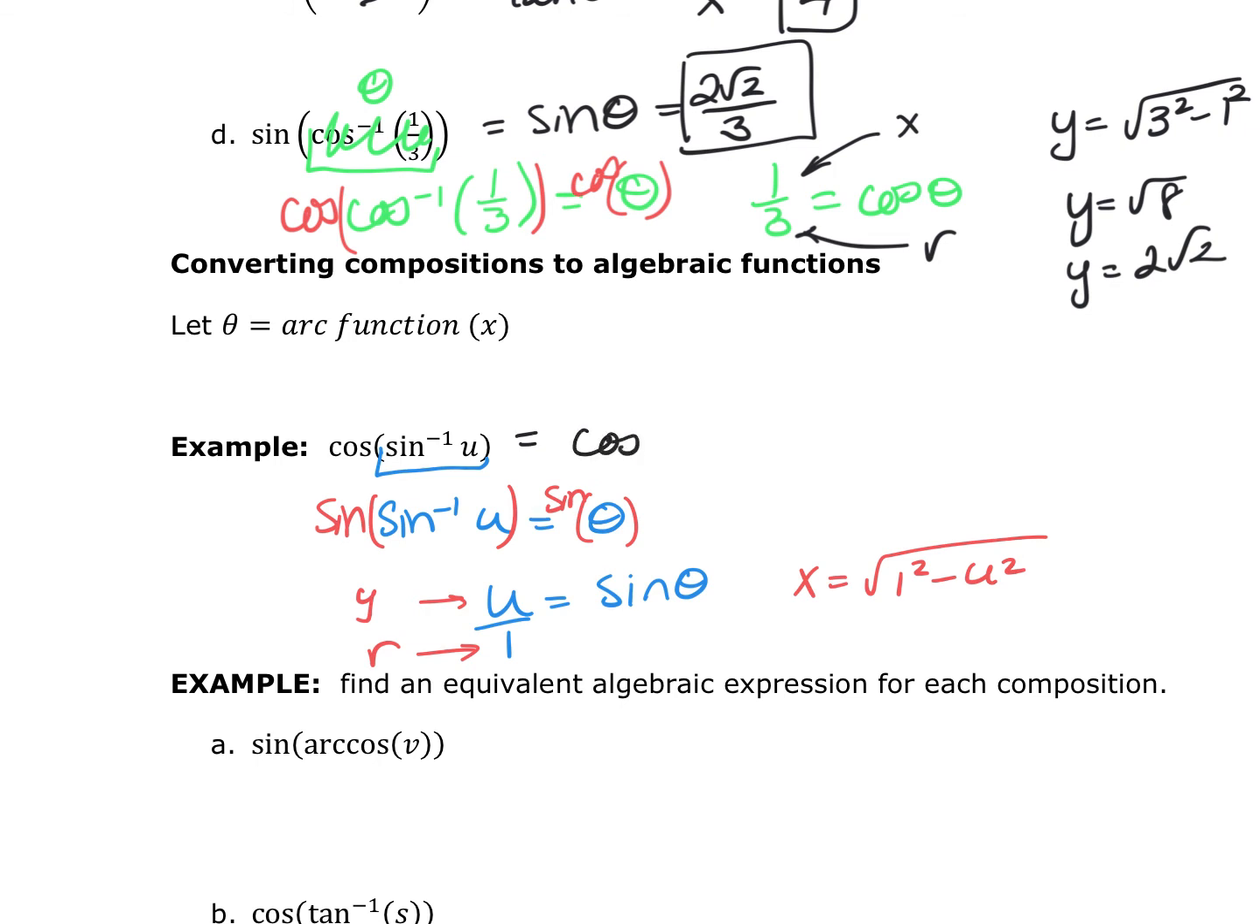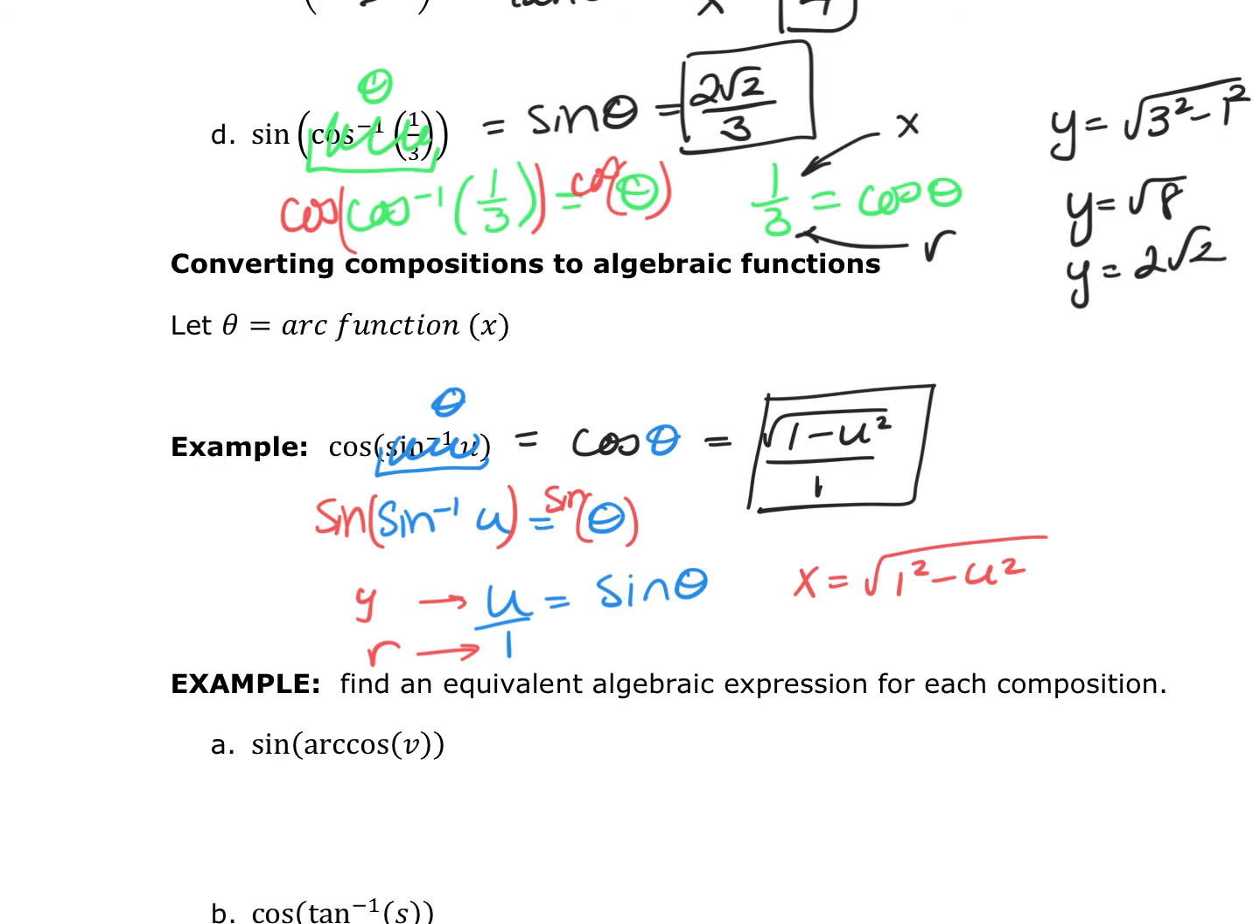I'm really chasing the cosine of, now remember this is theta, chasing the cosine of theta. Cosine of theta is my x value, which we just found to be the square root of 1 minus u squared, over my r, which is 1, and that is my final answer. And before you ask, no, you don't have to put it over 1. You can, but you don't have to put it over 1. That's up to you.